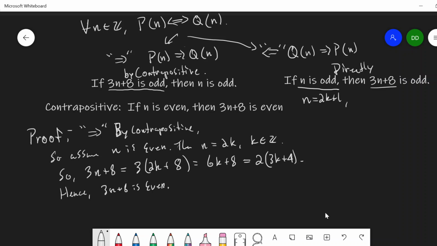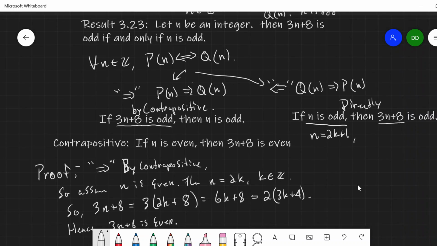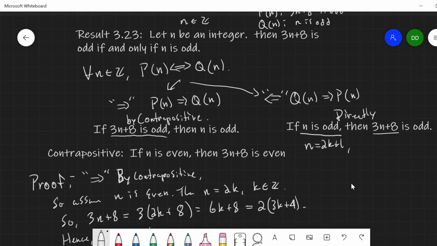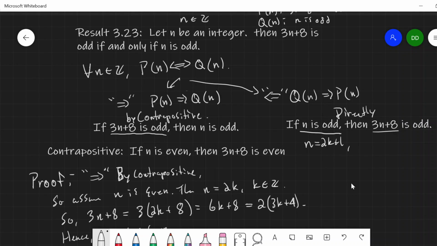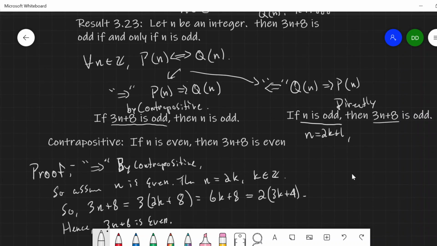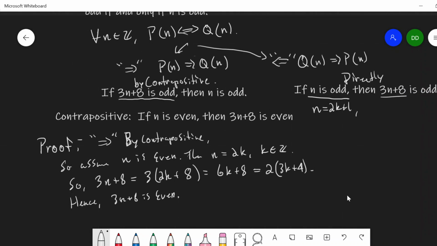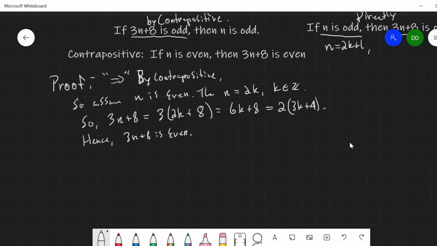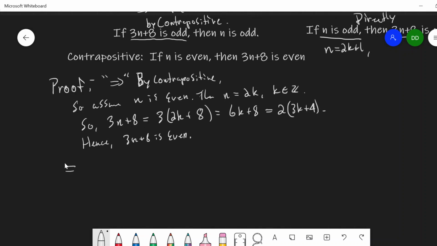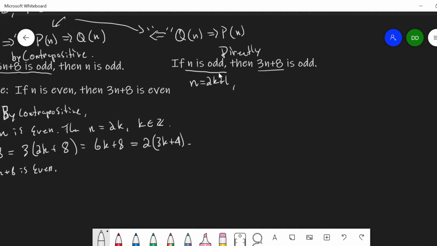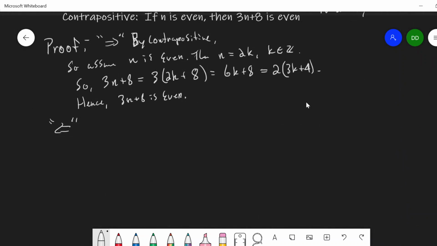Cool. We just showed the forward direction of this biconditional. We showed that if 3n plus 8 is odd, then n is odd. We did so by contrapositive. Now the backwards direction I mentioned, we're going to do this directly. So the backwards direction again was if n is odd, then 3n plus 8 is odd. So here we'll assume n is odd.